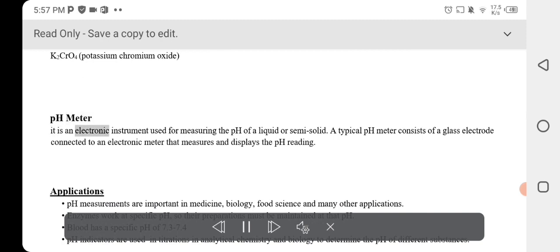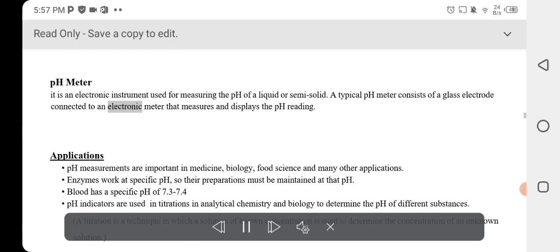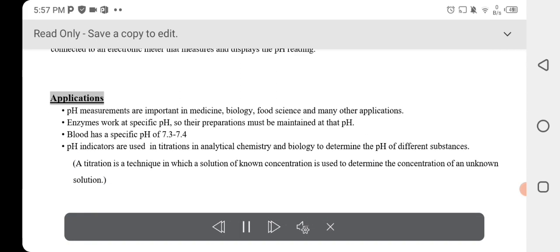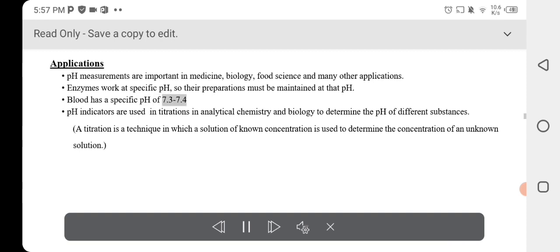pH meter. It is an electronic instrument used for measuring the pH of a liquid or semi-solid. A typical pH meter consists of a glass electrode connected to an electronic meter that measures and displays the pH reading. Applications: pH measurements are important in medicine, biology, food science, and many other applications. Enzymes work at specific pH, so their preparations must be maintained at that pH. Blood has a specific pH of 7.3 to 7.4.